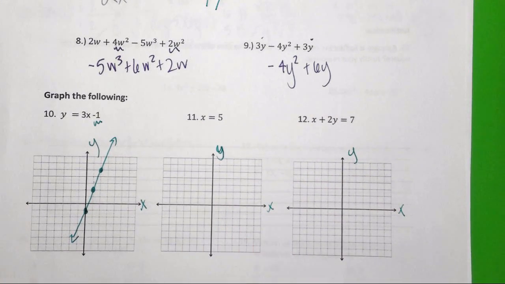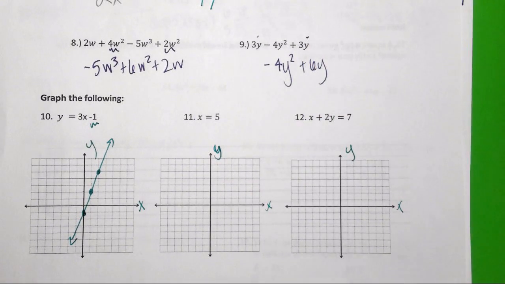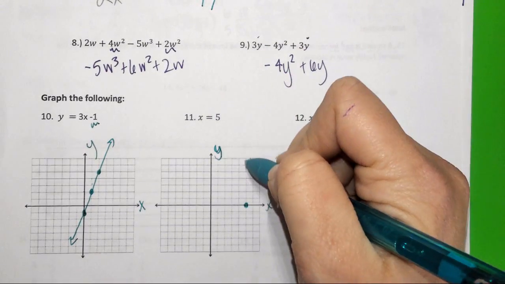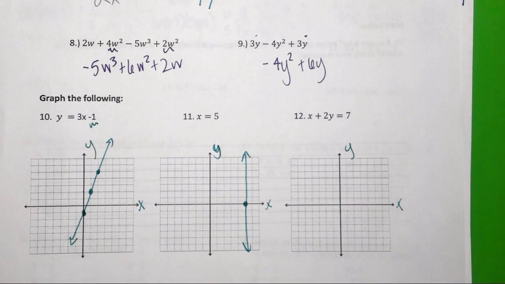Alright, so this says x equals 5 for number 11. Are we going to go on the x-axis or the y-axis? The x. And how many do we go? 1, 2, 3, 4, 5. And so that's a vertical line, and it looks like this. In case we've forgotten how to graph those, that's how you graph it.